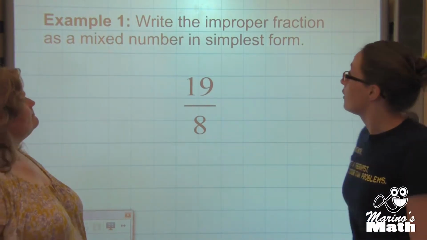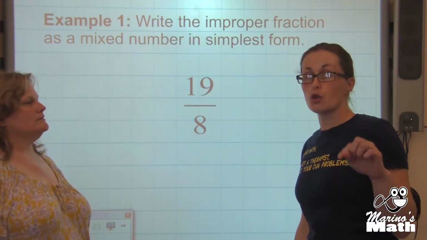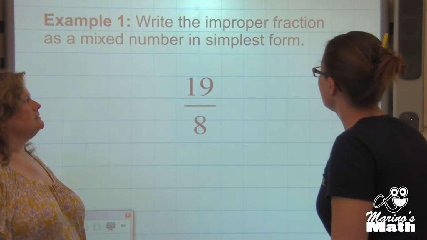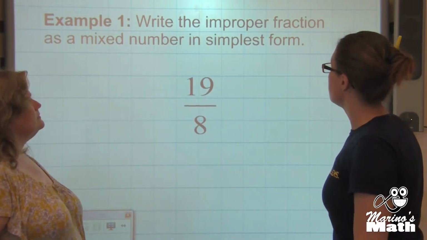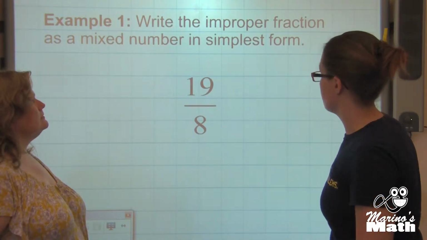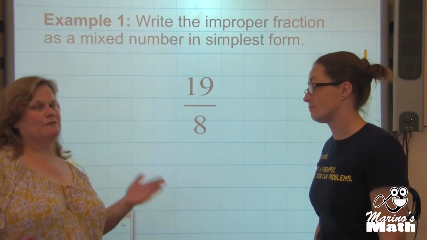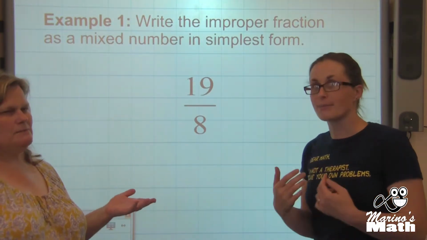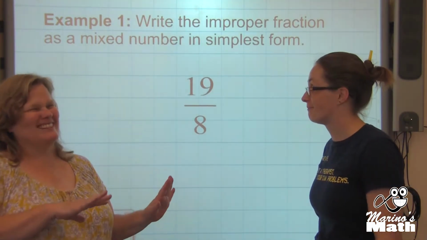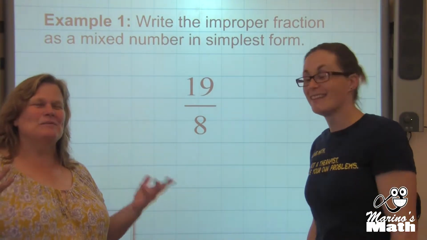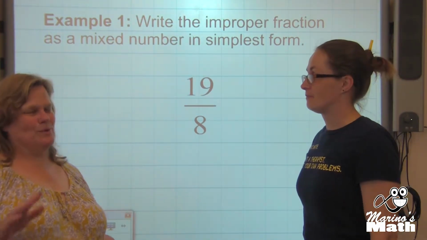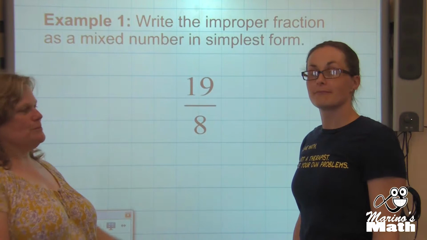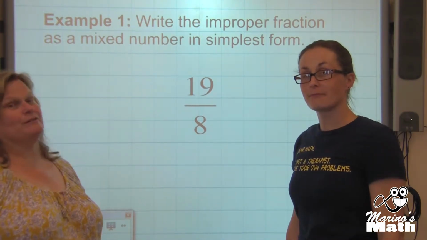Example 1. And this is right on your notes so you can follow along. Write the improper fraction as a mixed number in simplest form. Now, Miss Marino and I each have a different way of doing this. Sometimes it helps to see things done different ways because one way might work better for you than another. So Miss Marino's going to show you her way first.